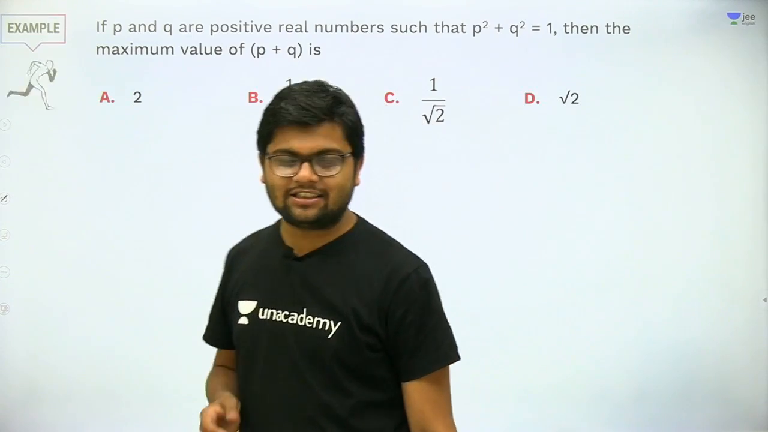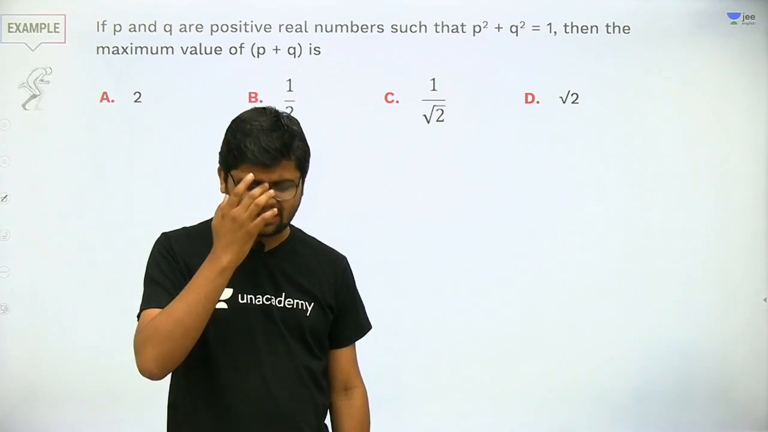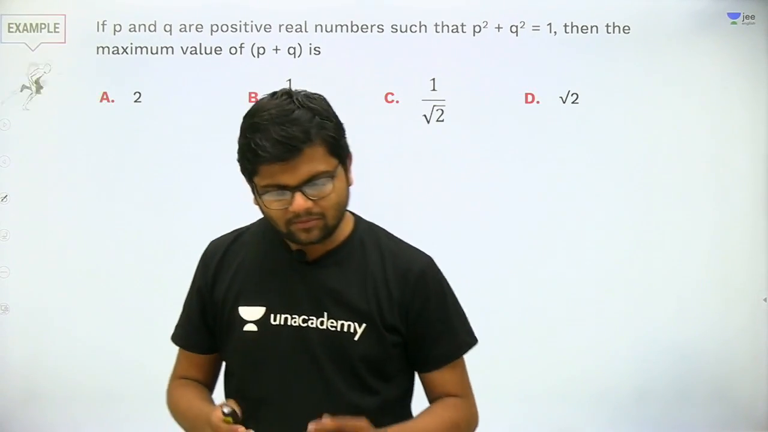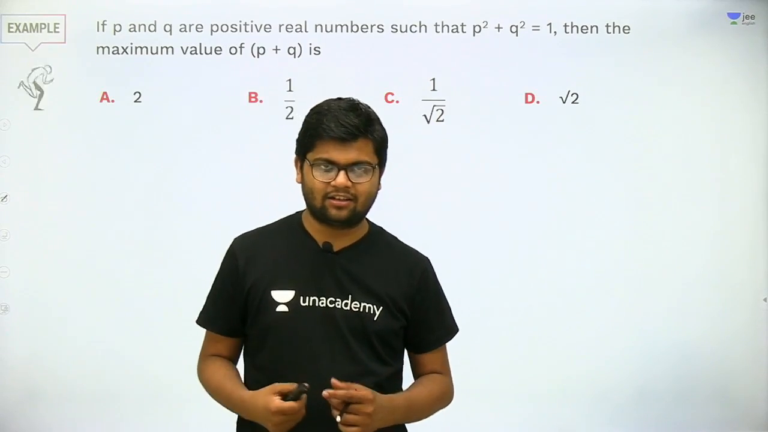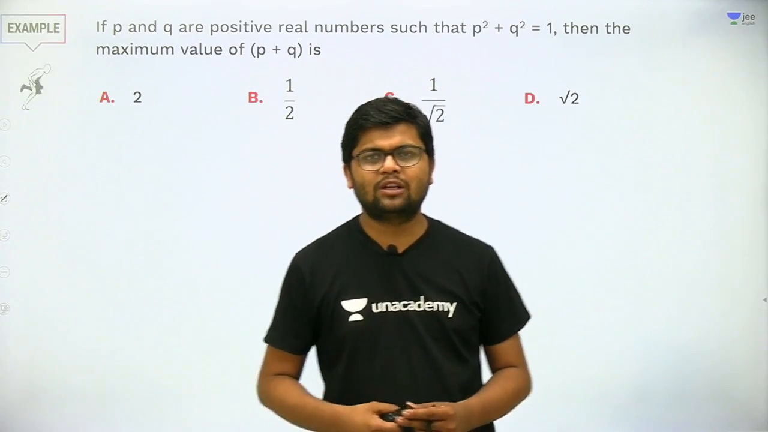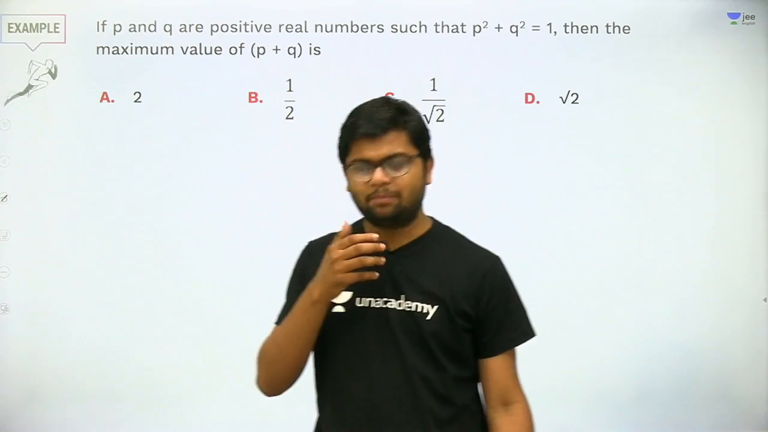It might seem very easy, and it can be done in multiple ways, but the best and most logically correct way to solve this one is very, very interesting. If p and q are positive real numbers such that p square plus q square equal to 1, then the maximum possible value of p plus q will be.